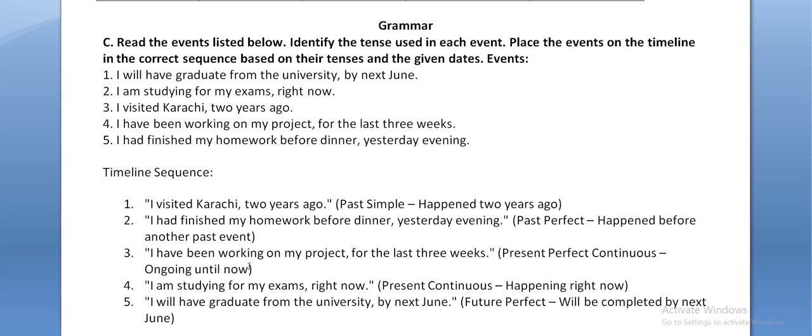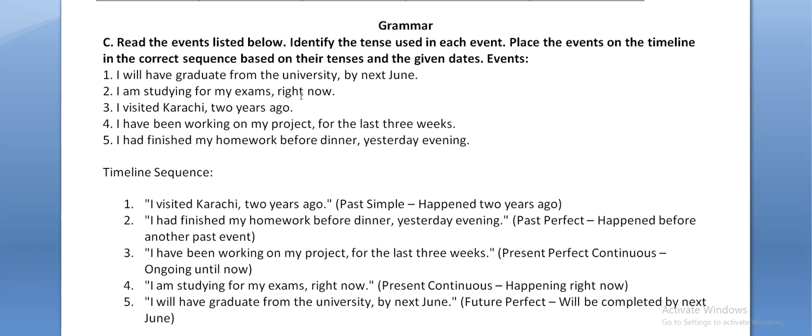Third, I have been working on my project for the last 3 weeks. Present perfect continuous, means ongoing until now. Fourth, I am studying for my exams right now. It is present continuous tense, okay, happening right now. And the fifth sentence will be: I will have graduated from the university by next June. Future perfect, will be completed by next June.